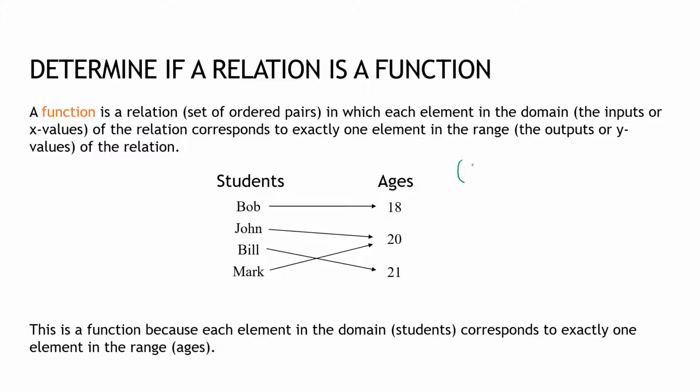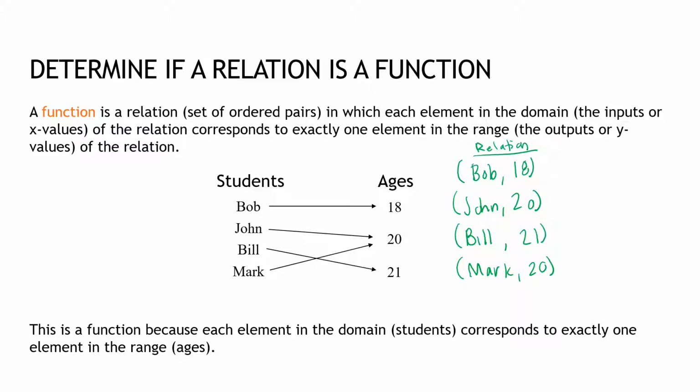So this would include the ordered pair of Bob, comma 18, because Bob is connected to 18, of John, comma 20, since John is connected to the age of 20, of Bill, comma 21, and of Mark, comma 20. So those would be my ordered pairs. This is called a relation because it's just a set of ordered pairs. The question is, is this also a function?